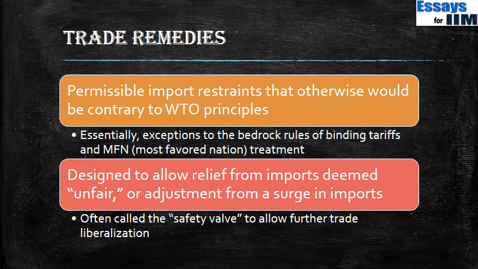So essentially, they are exceptions to the bedrock rules of binding tariffs and MFN that we talked about earlier. Which means that normally WTO says that your tariffs should be fixed and you should not be increasing them, and you have to give equal treatment to all your trading partners, or in fact all countries under the MFN. So these trade remedies are an exception to these two rules. So now why would WTO allow something like that? It is basically designed to allow relief from imports deemed unfair.